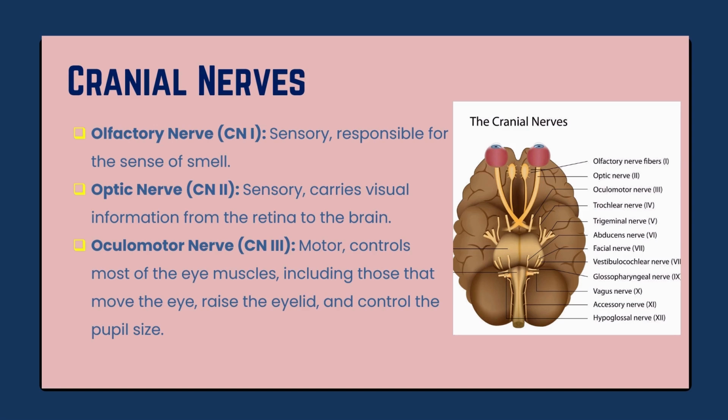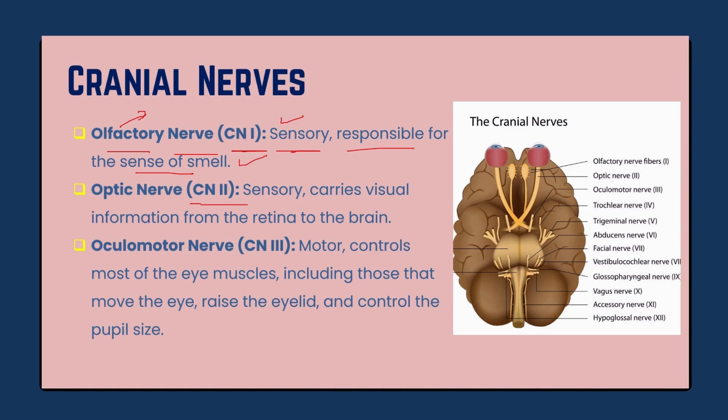Okay, so the first one we have is olfactory nerve. This is the cranial nerve number 1. It is sensory in function and it is responsible for the sense of smell. Olfaction, the word itself means smell. So olfactory nerve is nerve number 1. It is sensory in function and is responsible for the sense of smell.